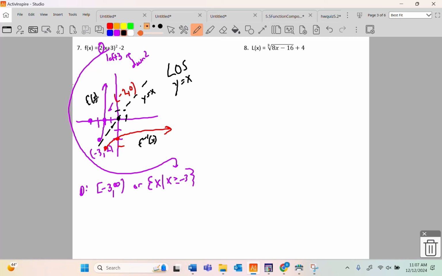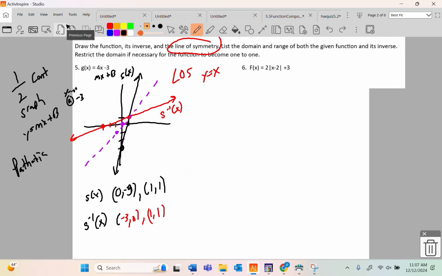There you go. What else were we supposed to do in the instruction set? Make sure I read them. Oh, I didn't even do that on number 5, did I? Talked about the domain and range of the given function and its inverse.